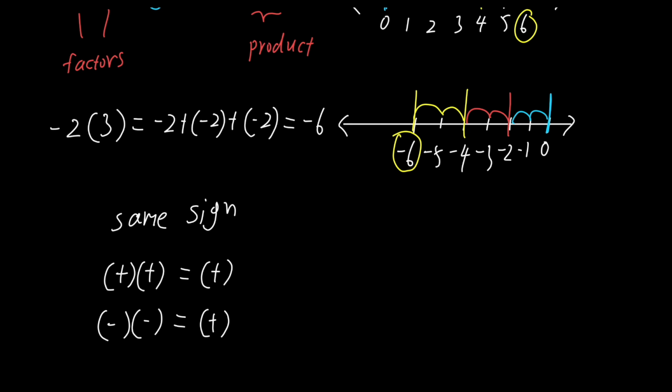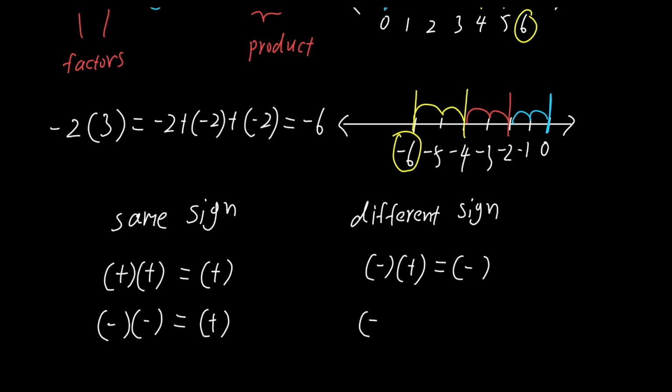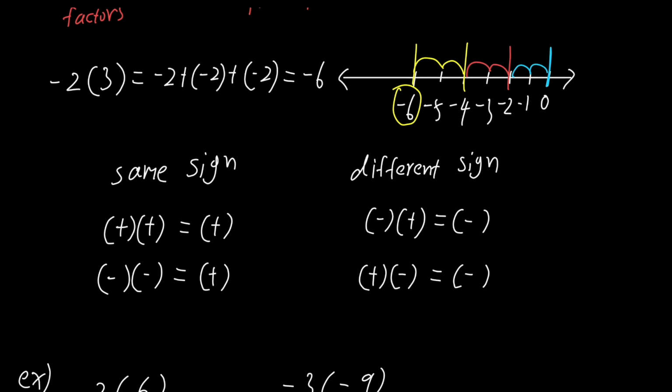But for different signs, if we have a negative number times a positive number, the result will always be a negative number. And if we have a positive number times a negative number, again, the result will be negative. That's for the different sign. Let's see these rules through the examples.